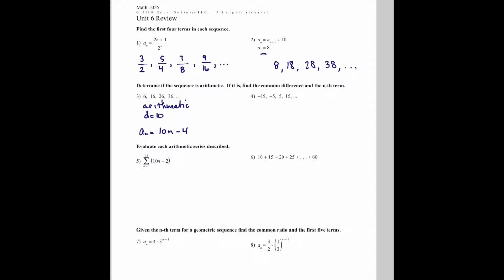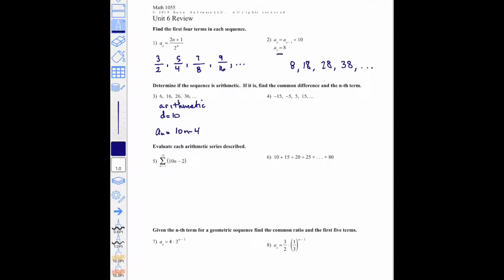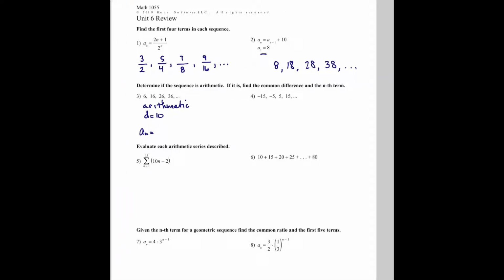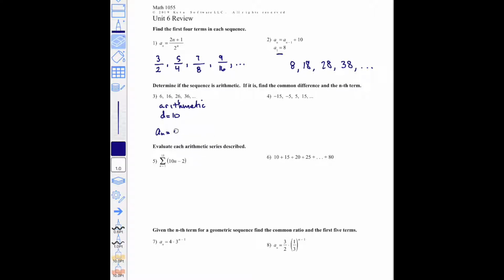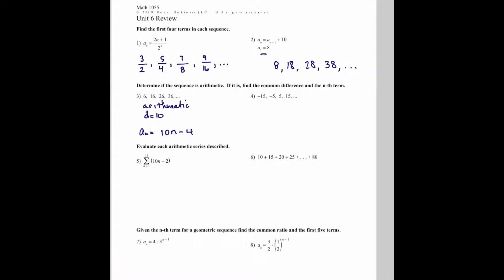So 10n minus 4. The other way to do this is to use the formula from 8.1 for the nth term of an arithmetic sequence. It was first term plus n minus 1 times d, so that would be 6 plus n minus 1 times 10. And if you simplify that, you'd get 10n minus 4. So the nth term is 10n minus 4.